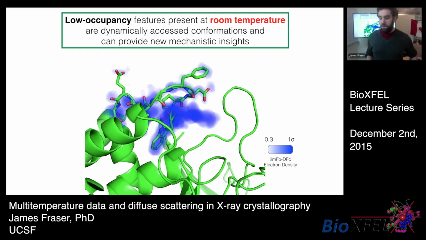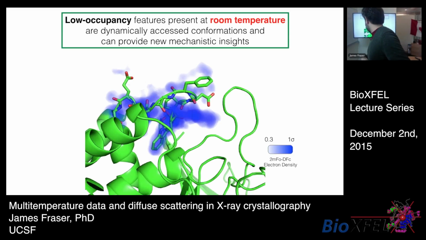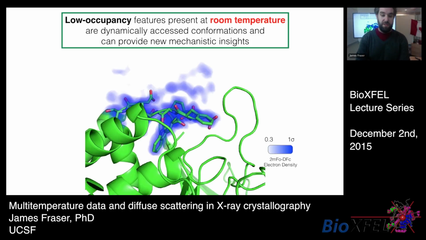So the overall theme that I've been emphasizing here is that these low occupancy features present at room temperature are really dynamically accessed conformations that we can then analyze to provide new mechanistic insights into the protein. The challenge is not just in the data collection being different, but also in the modeling. It's relatively easy to model these alternative conformations when they're quite segregated in space, as I'm showing here with these two alternative conformations of this loop.